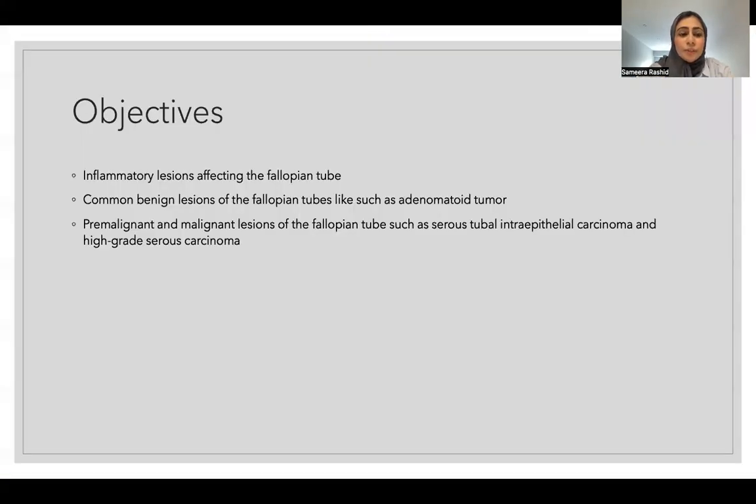In this module, we will go over inflammatory lesions affecting the fallopian tube, common benign lesions of the fallopian tube like adenomatoid tumor, and in some detail, we will be discussing the pre-malignant and malignant lesions of the fallopian tube.